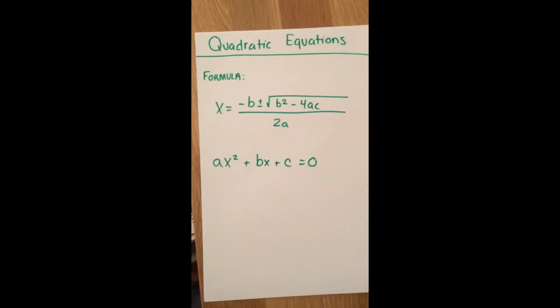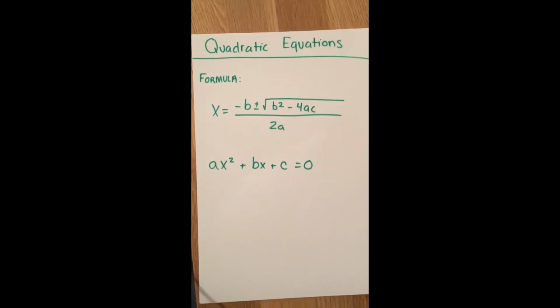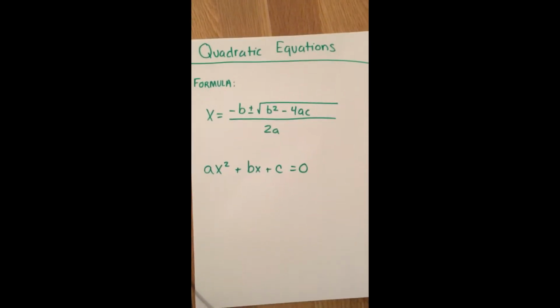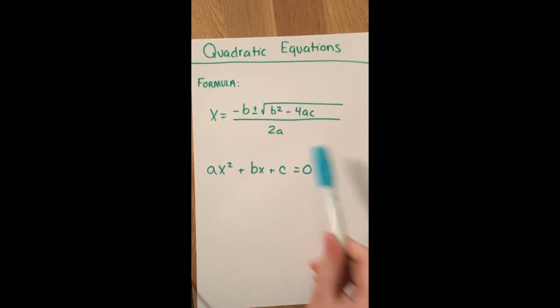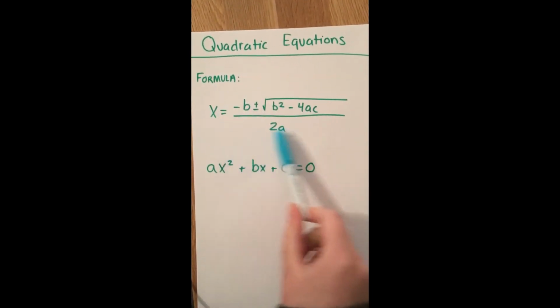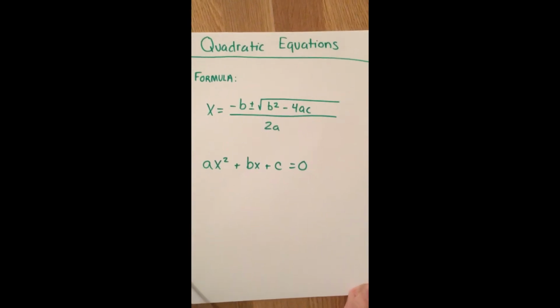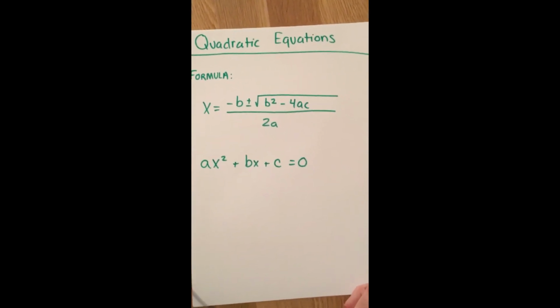So now we're going to look at something that we can use for trinomials that don't factor. So we're looking at the quadratic equation. Basically, all this is is you are going to be plugging numbers into this equation to find two answers. So the equation, this is always the equation.